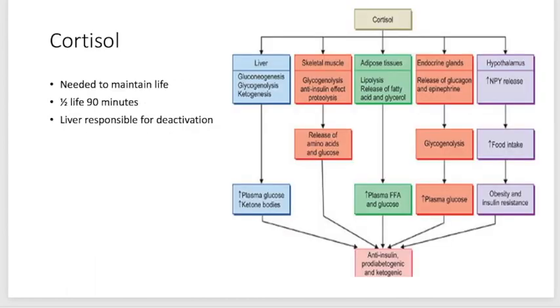So the most potent glucocorticoid is cortisol, and this is the main secretory product of the adrenal cortex and is needed to maintain life. It regulates the body during both positive and negative stress, and it has a biologic half-life of about 90 minutes, and then the liver is primarily responsible for its deactivation. Cortisol secretion is regulated by the hypothalamus and the anterior pituitary gland.